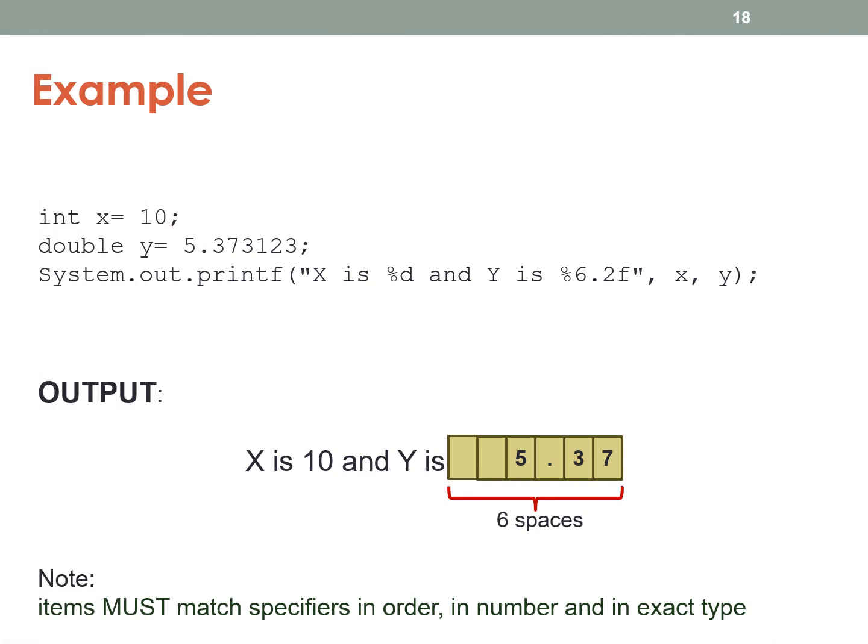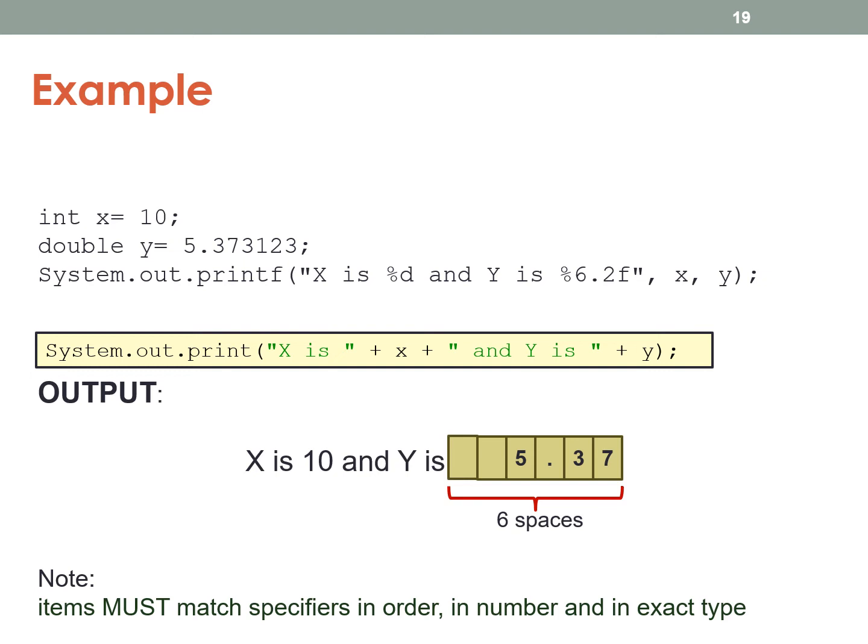Another example here is where we have two variables, int x equal to 10 and double y equal to 5.373123. In the system.out.printf, we have %d and %6.2f, the comma x, comma y. This must match the specifiers in order, in number, and in exact type, otherwise the compiler will give an error. See here that %d refers to the value of int x, %f refers to the value of double y.